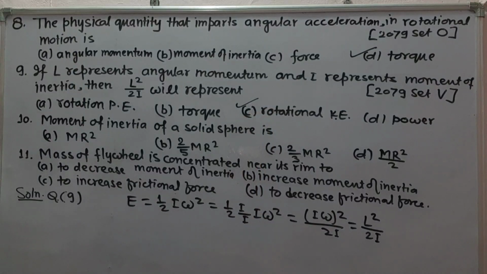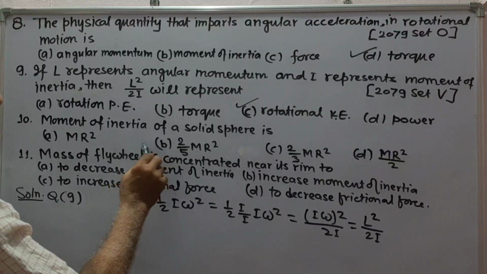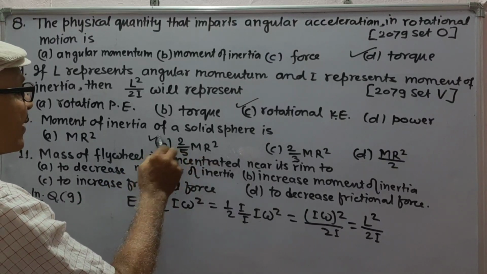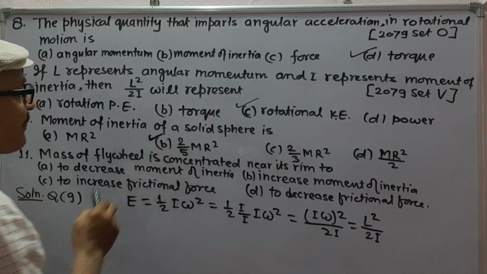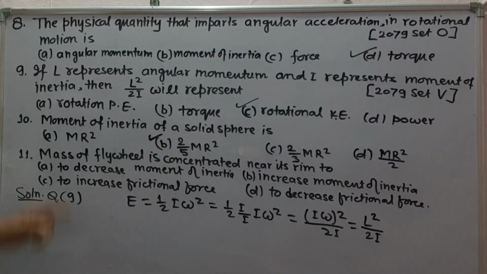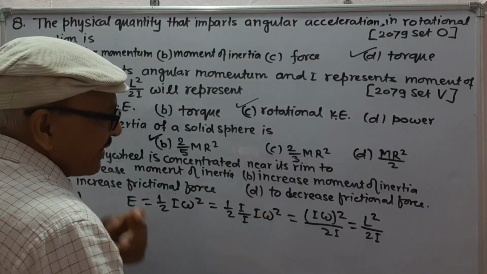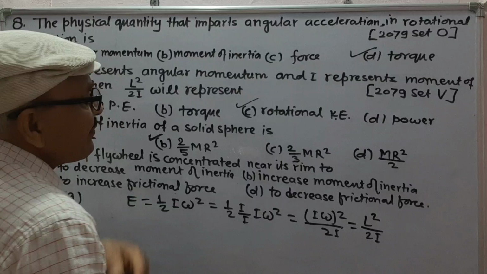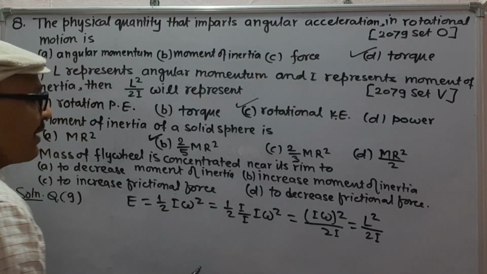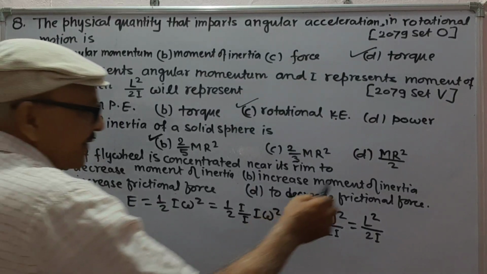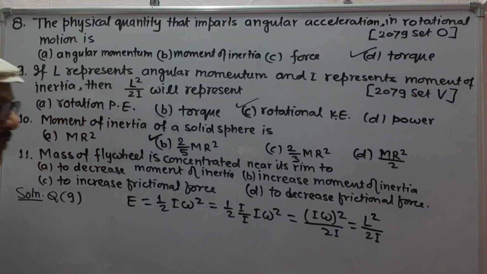Next, question number 10. Moment of inertia of solid sphere is, as we know, moment of inertia of solid sphere is 2 by 5 m R square. So the correct option will be B. m R square is the moment of inertia of ring. 2 by 3 m R square is moment of inertia of hollow sphere, and m R square by 2 is the moment of inertia of circular disc.